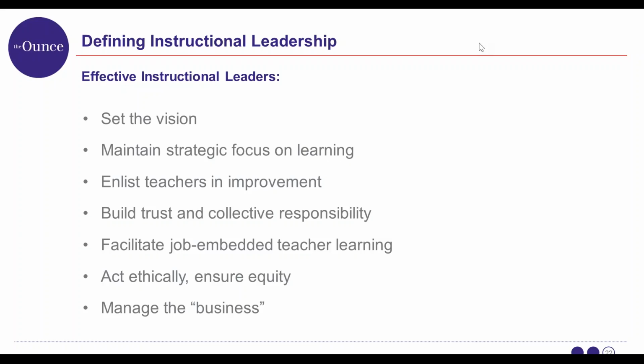Effective leaders protect time for teachers to work together, and they support and facilitate teachers' learning on the job. And they maintain integrity and fairness and act ethically, confronting inequality and bias and ensuring equity. And they do all that while managing the business of running a program, including facilities, budget, human resources, all of that, but also maximizing that time that they spend supporting teaching and learning. So next.